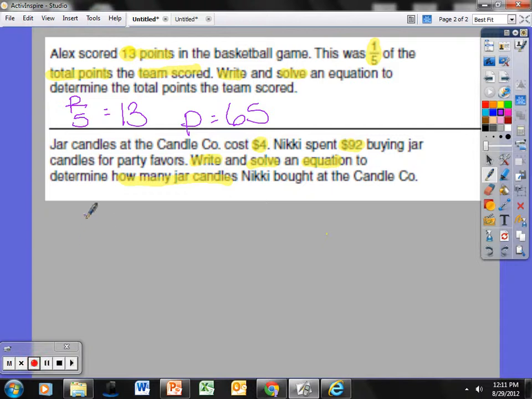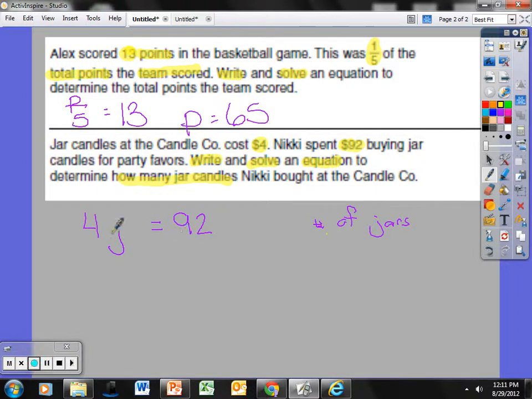Well, we know that it's $4 per jar, and we don't know how many jars she bought, but we know when she was done checking out, she ended up spending $92. So the unknown is number of jars. Because that's my unknown, that would be my variable, and I'm just going to call it J for jars. So there's my equation. Now to go about solving it, I'm just going to use those inverse operations. 4 times J is equal to 92.